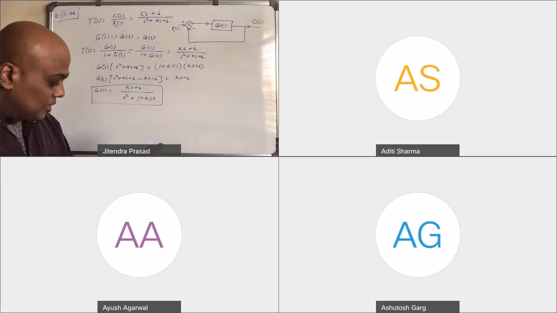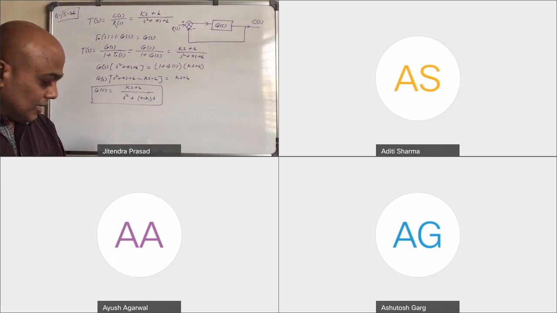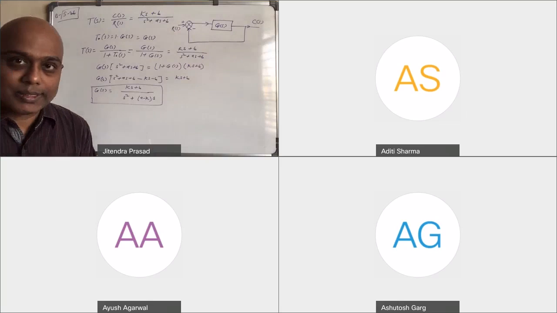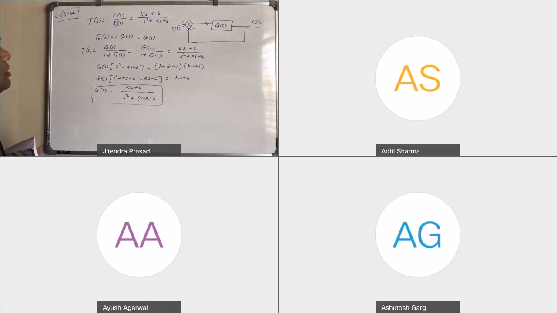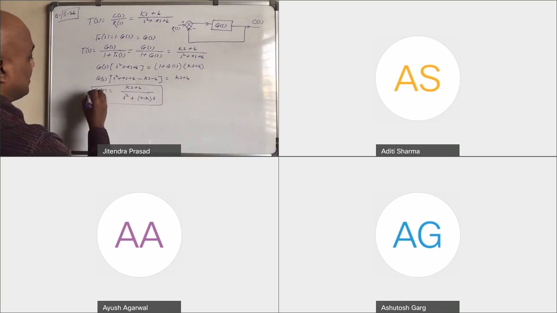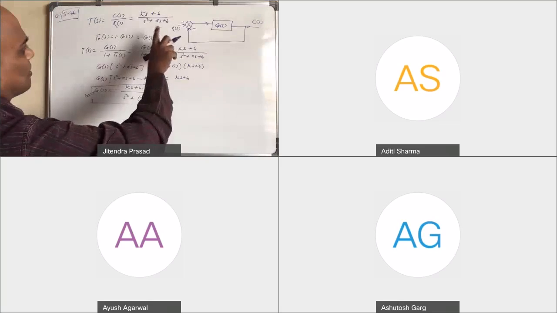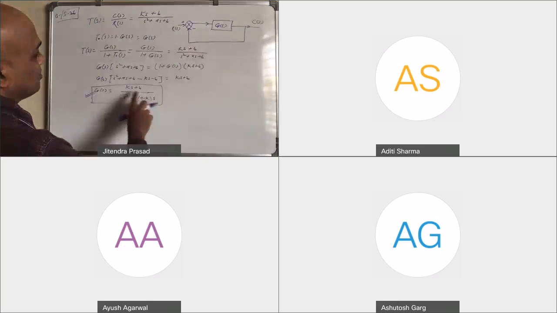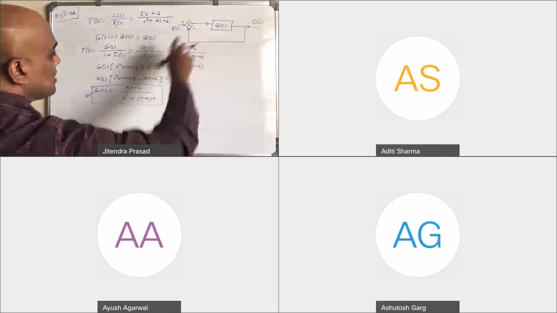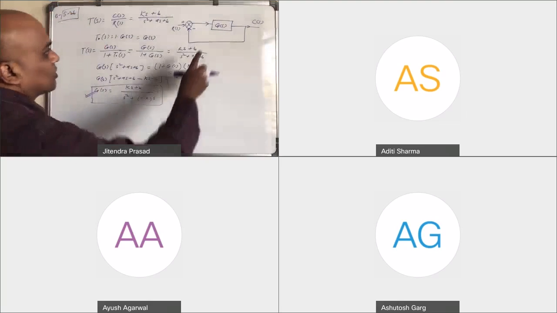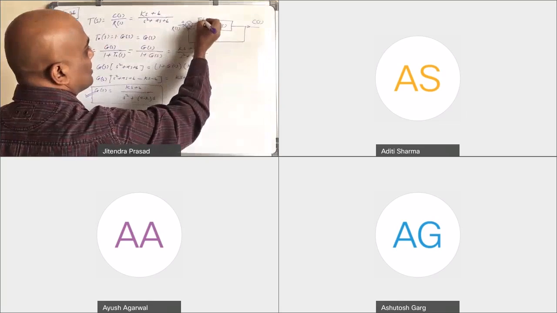Next, show that the steady state error in the unit ramp response is given by this. First you have solved this one, which is open loop. But in order to find the error E(s), we can make use of this. So here it will be the error, right?